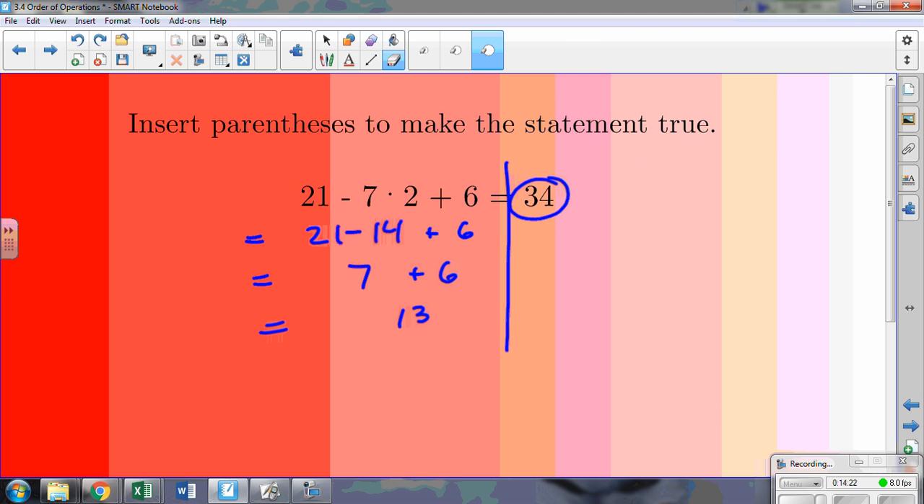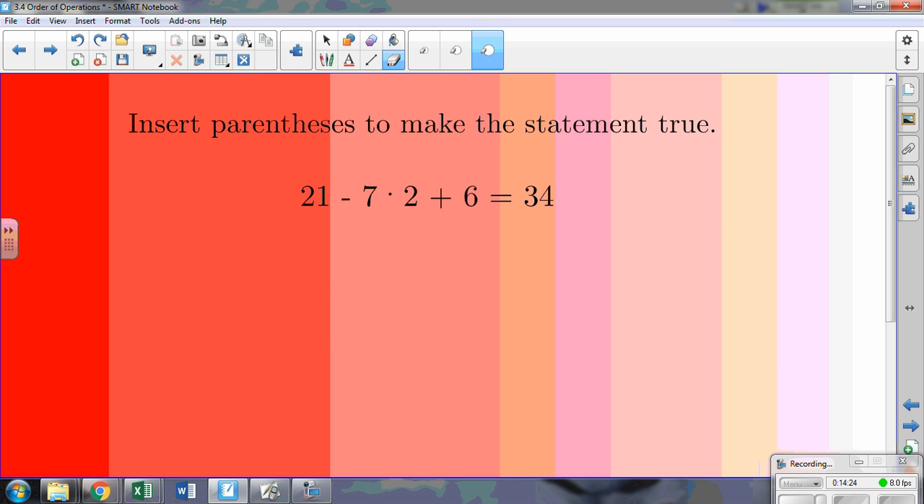However, we can put parentheses in here somewhere. Where could you put parentheses that would change the order of operations? Instead of doing multiplication first, and subtraction second, and addition third, we need to change the order so that it'll wind up giving 34. How could we do that? How could we put in parentheses to change it from first, second, third into a different order?